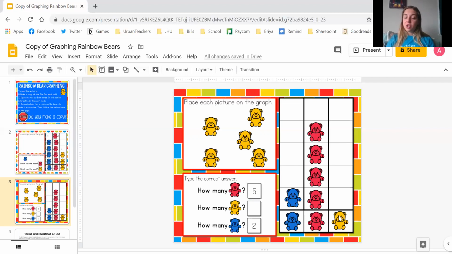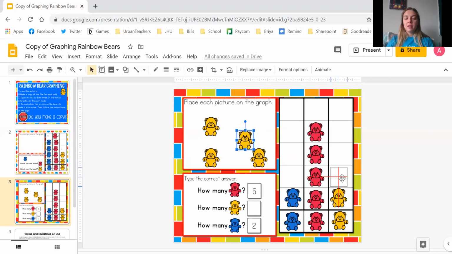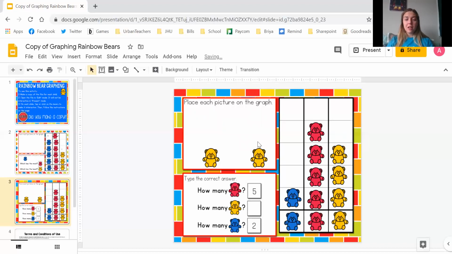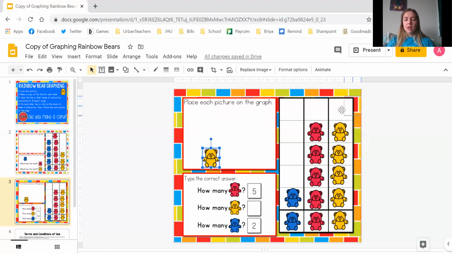Now let's finish the graph and count how many yellow bears we have. I'm going to match all of the yellow bears over onto the graph. And then we can see how many yellow bears we have. Do you think we will have more yellow bears than red? Which tower will be bigger? Let's see. There's one more. We did it.